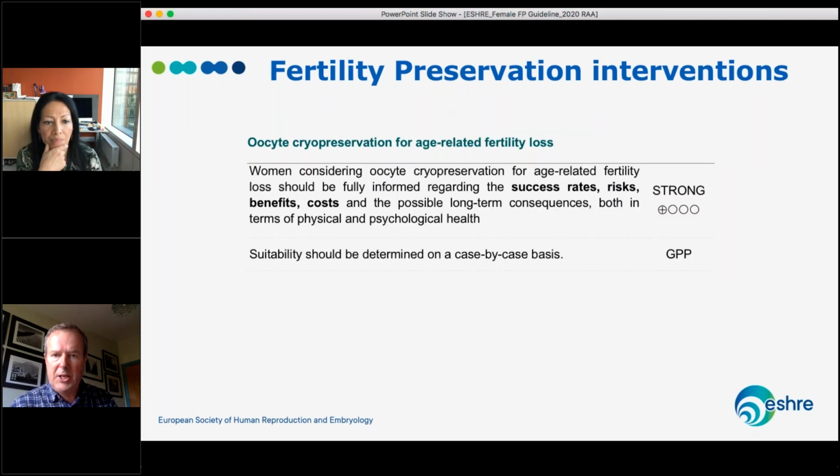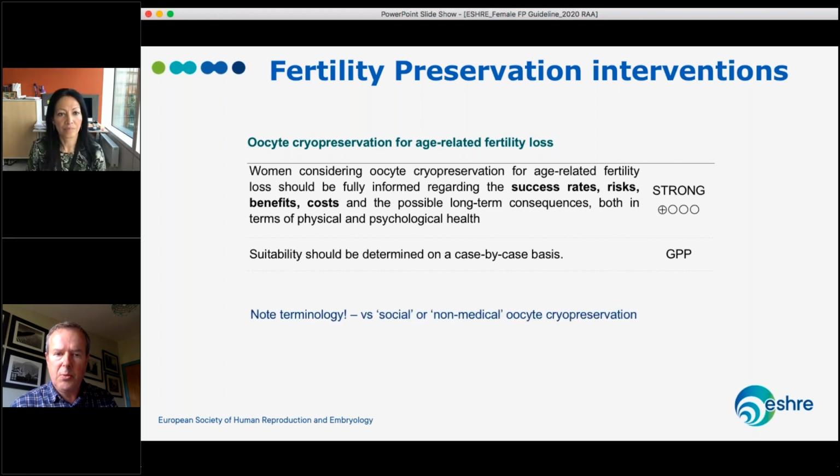We have a section on age-related fertility loss, and that again highlights this need really for specific and accurate information for women considering this based on these key issues: success rates, risks, benefits, costs, and of course, long-term consequences. And those are really important in that particular age group. You'll note that the terminology that we used here underwent some development. Historically, the term social egg freezing is also often being used, but we felt that was rather derogatory. And we also moved on from non-medical oocyte cryopreservation to this terminology of age-related fertility loss.